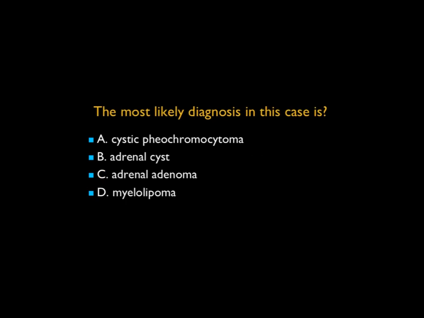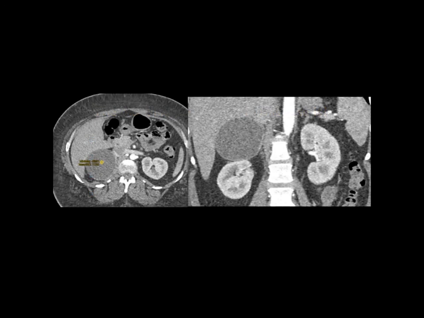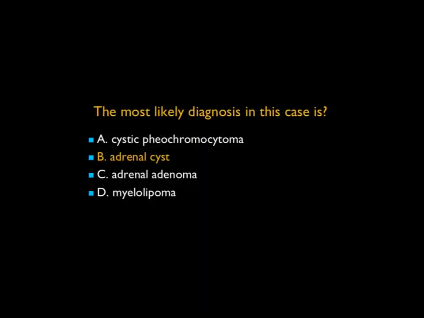This was an incidental finding. You see a mass in the region of the right adrenal gland. You really can localize it very nicely on the coronal view. It is adrenal, it is cystic, it is well defined. It's not a cystic pheo. Pheos can be cystic, but they have nodular enhancement. It's not an adenoma because it's water density, and it's not a myelolipoma because it has no fat. This is classic for an adrenal cyst.